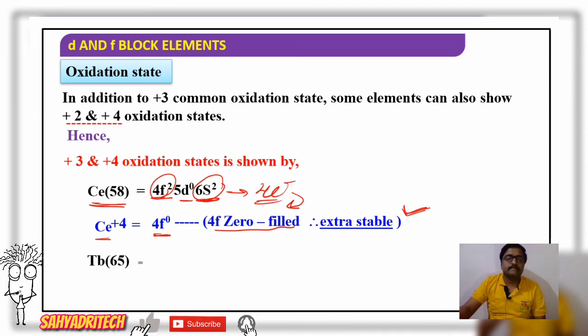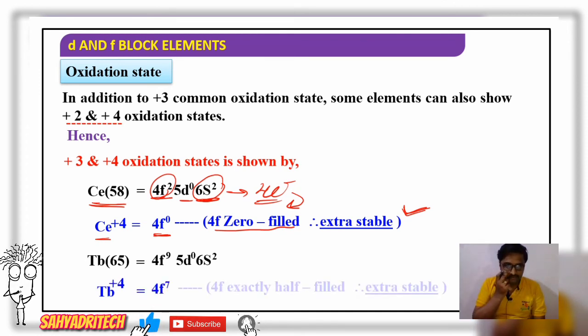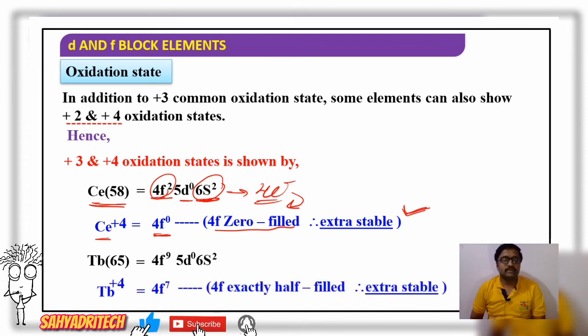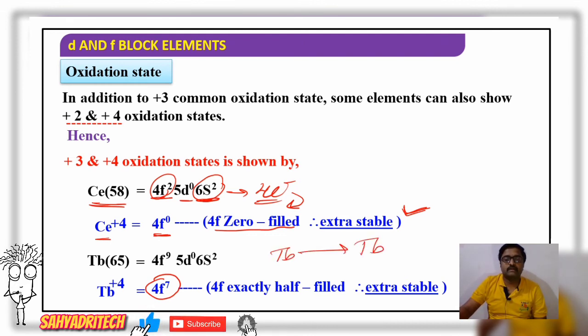Then terbium, atomic number 65, electronic configuration 4f9 5d0 6s2. If it loses 4 electrons, it is going to get a half filled configuration 4f7 5d0 6s0. Therefore terbium readily loses 4 electrons to form terbium 4 plus.